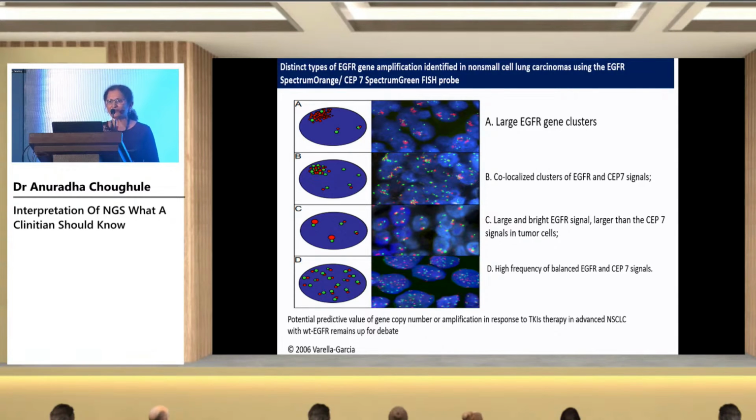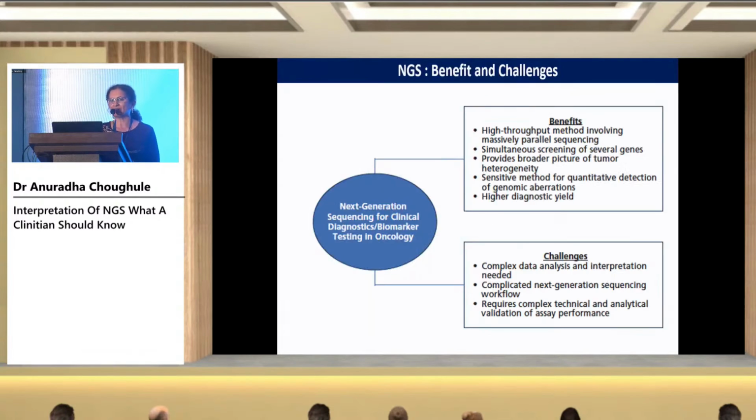So coming to the FISH amplification. As you all know, there are 3 types: you can identify large EGFR gene clusters, co-localized clusters of EGFR and CEP7, and large and bright EGFR signal. The literature suggests that higher EGFR amplification with EGFR mutations has a bad prognosis. However, it is still debatable, if EGFR is wild type, what the response of copy number amplification to the TKI therapy is.